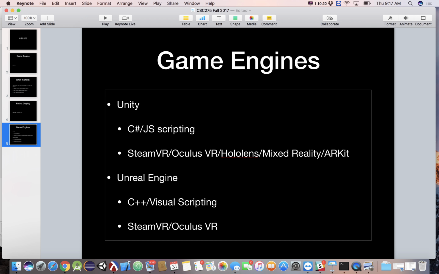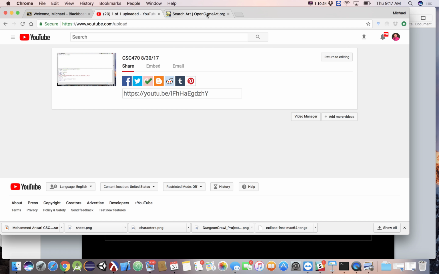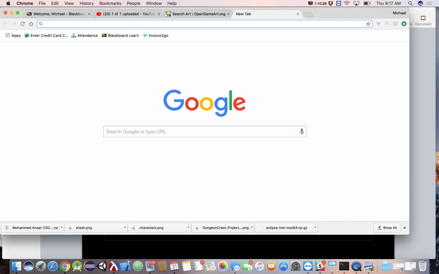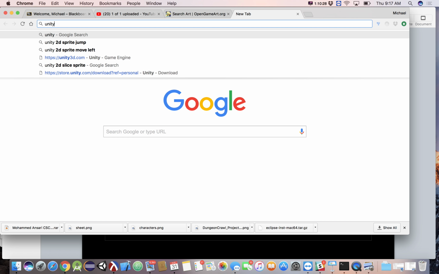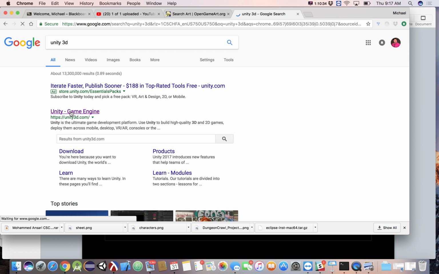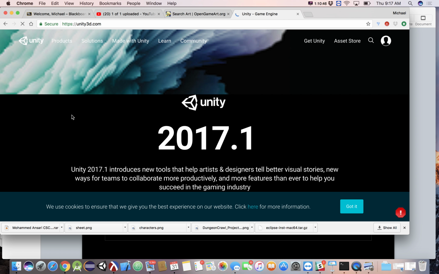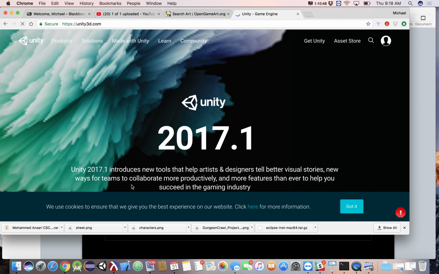Okay, so let me kind of save this for now. What I'm going to have you do for next class is go to Unity, do a search for Unity 3D. It's going to take you to this website called unity3d.com. And it is kind of a big download, so you're going to want to do this when your machine's plugged in and have an internet connection, maybe do it overnight or something, depending on the speed of your connection.